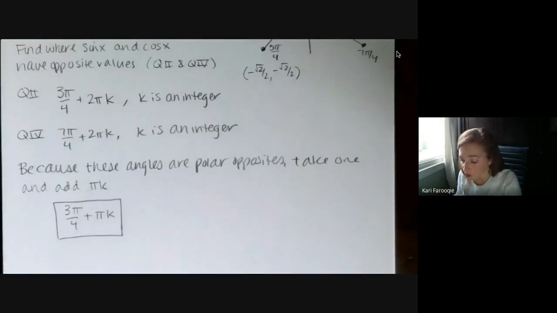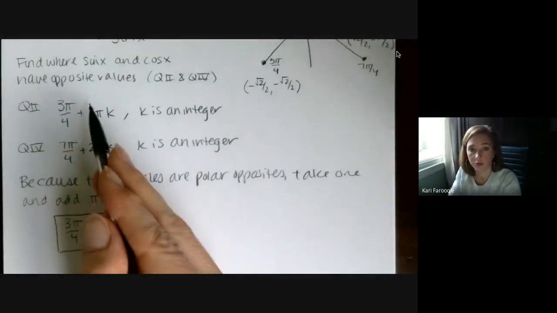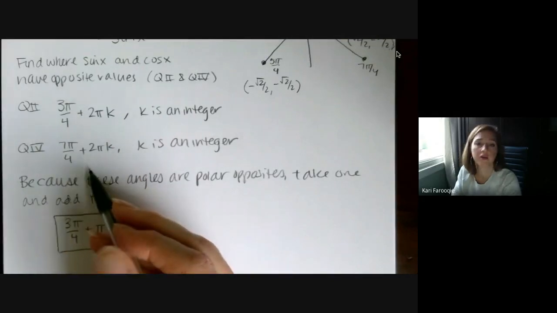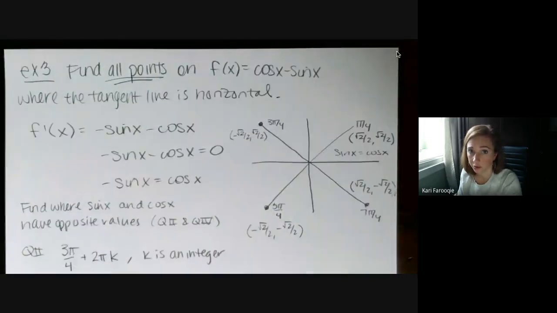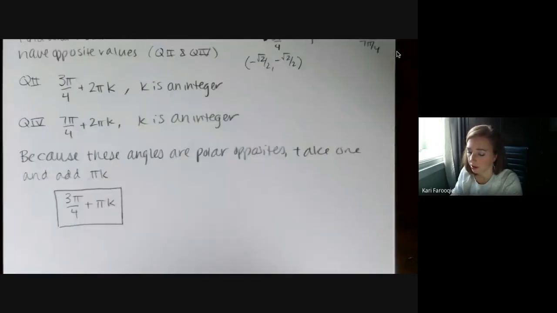So officially, if you were asked to only find values in 0 to 2 pi, you would just tell me 3 pi over 4 and 7 pi over 4. If you're asked to find all points, which I asked you to do, I didn't say find only points in 0 to 2 pi, then you have to write it like this. So you're going to see 2 like this on your homework.